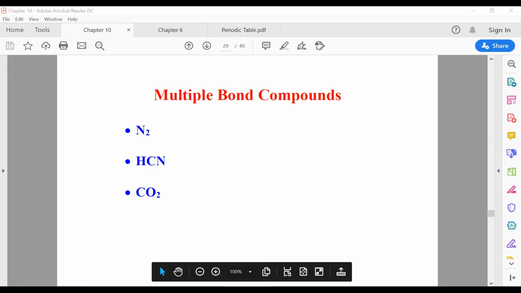Making room on my desk for my tablet. All right, carbon dioxide, CO2. Carbon, 4 valence electrons. Oxygen, 6 valence electrons. How do you know this? You look at the top of the periodic table and you see the number on there, Roman numeral or numeric, and that's how you do it.